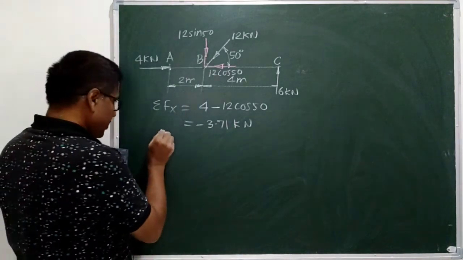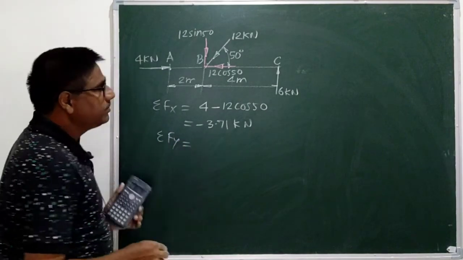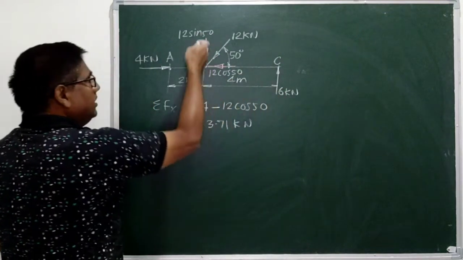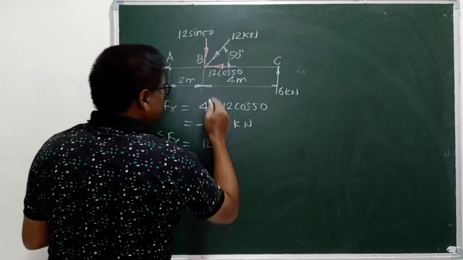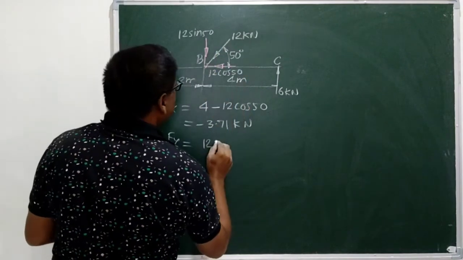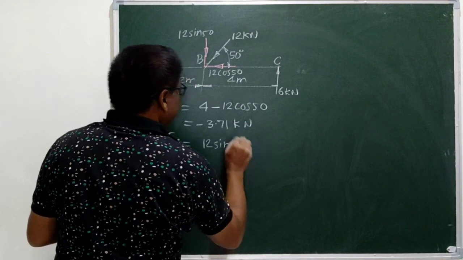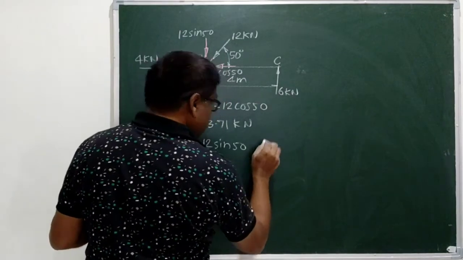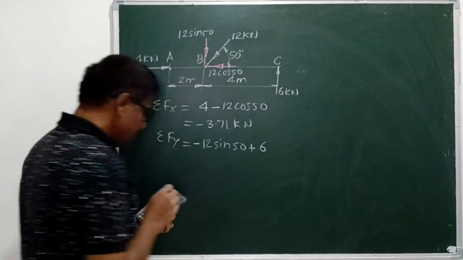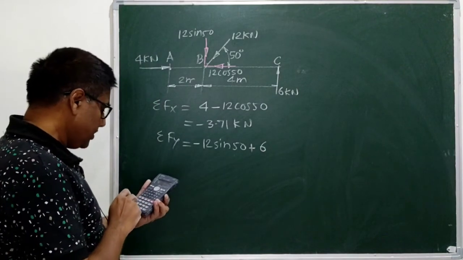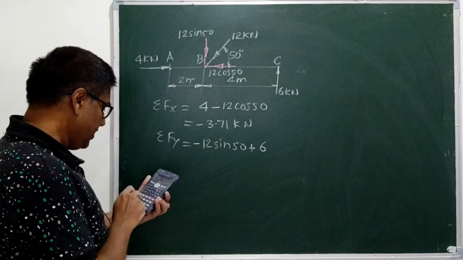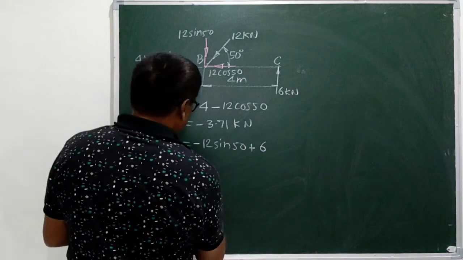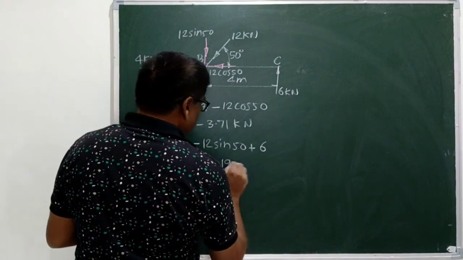Then let's find sigma fy value, that is sum of vertical components of all the forces. We have only two forces acting in y direction. This is 12 sin 50 force, it is y component of this 12 kilonewton force. As it is acting in the downward direction, we have to take minus sign. Then this 6 kilonewton force, as it is acting upwards, we have to take positive sign. Let's find this value, minus 12 into sin 50 plus 6 is equal to, it is coming minus 3.19 kilonewton.